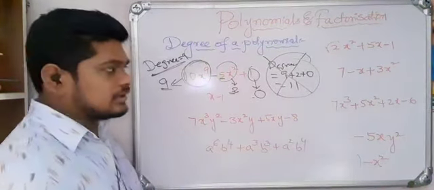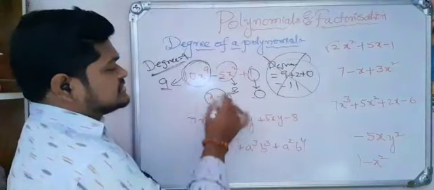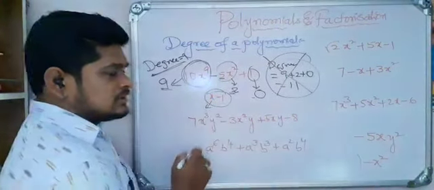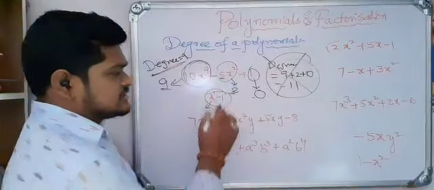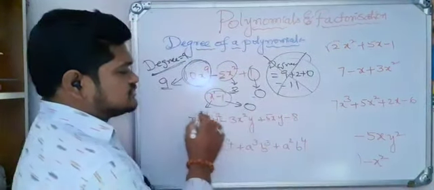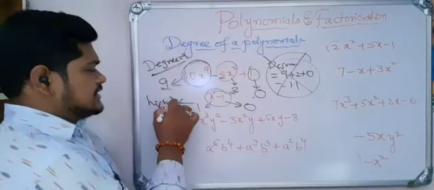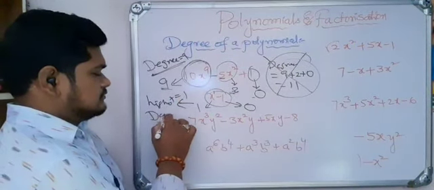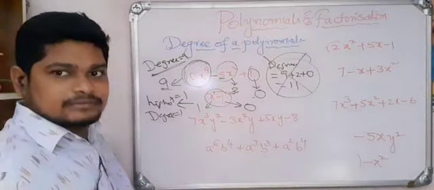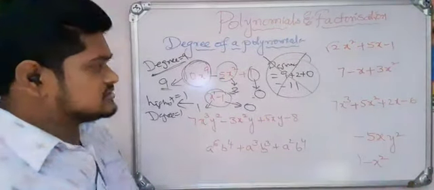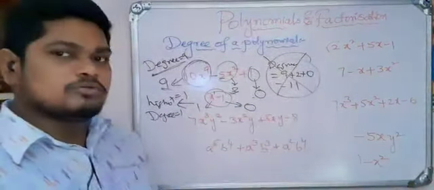Degree of a polynomial. See here x minus 1 is there. It is containing two terms. Coming for x, we have power 1. It is a constant polynomial. Degree is equal to 0. Here 1 is there. Highest is equal to 1. So degree is equal to 1. Same here. Once we complete this one, after we have to move on to this one.